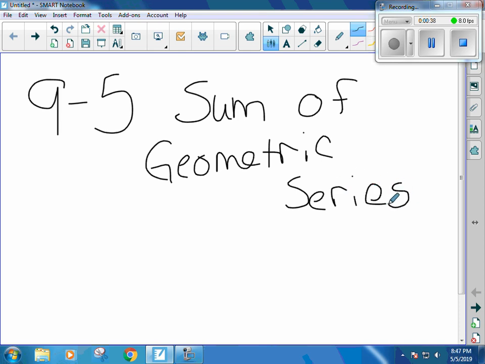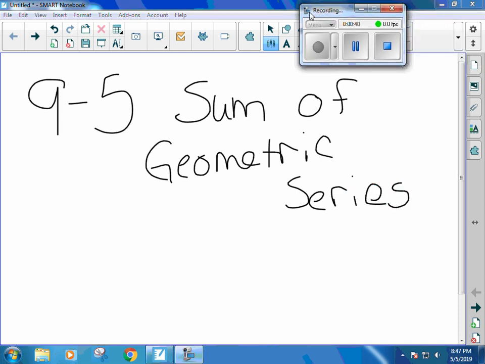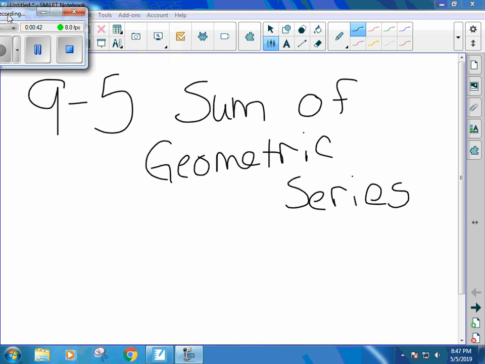So just like an arithmetic series, a geometric series has a base formula. They use S, which stands for sum. N represents a certain number of terms. So it'll be like the sum of the first 10 terms or the sum of the first 100 terms. And then N would be that 10 or 100.